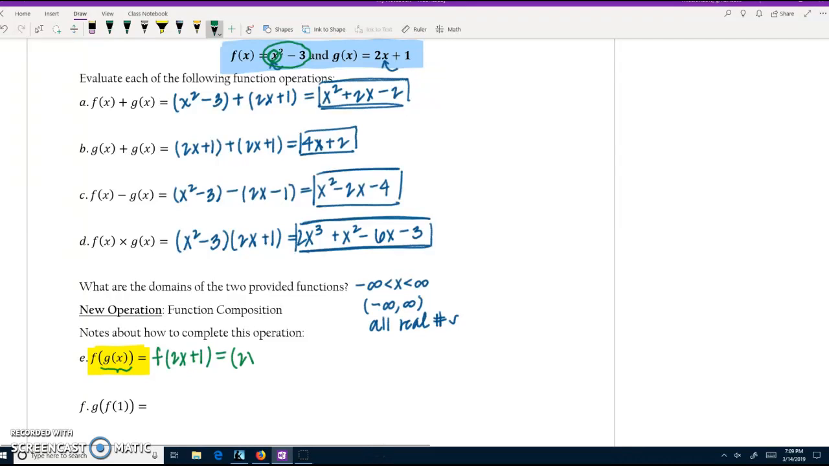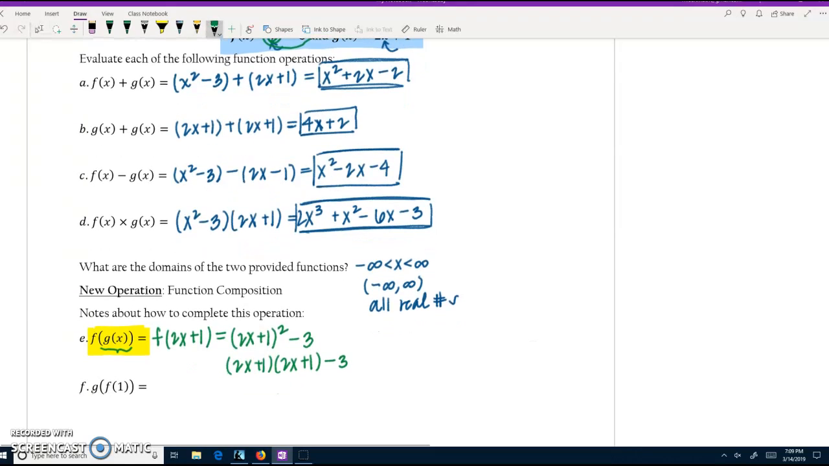So that will give me 2x plus 1, that quantity squared, minus 3. And from there I need to FOIL out. So I need to multiply 2x plus 1 times 2x plus 1, and then I need to subtract 3 from there. So this will give me, if I FOIL, 4x squared.